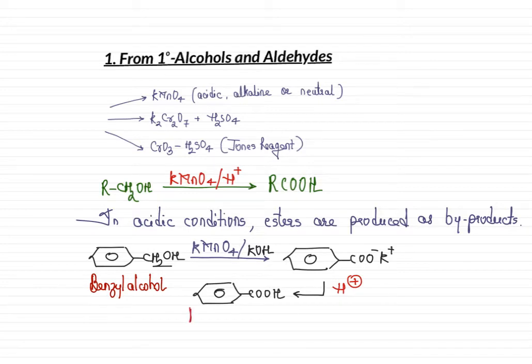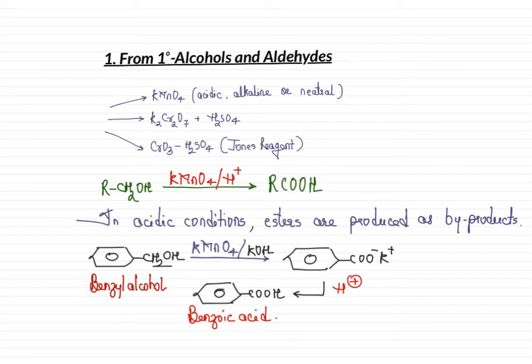So this is your benzoic acid that you get. So basically, you always have to prefer producing carboxylic acids from primary alcohols in either neutral conditions or in alkaline conditions. But you should not use acidic conditions because that might lead to some byproduct formation. Yeah. So I think this is the first reaction.